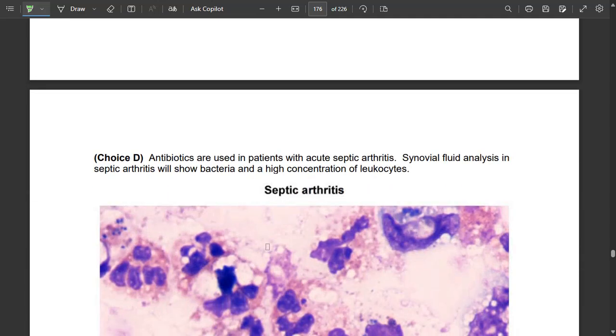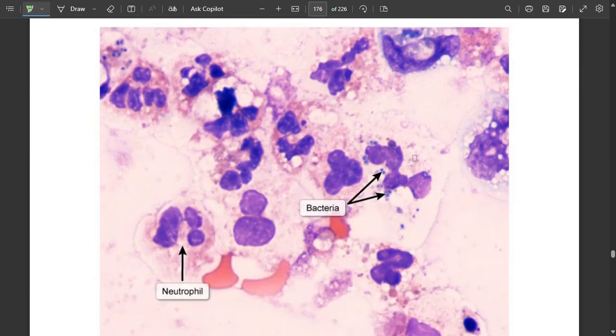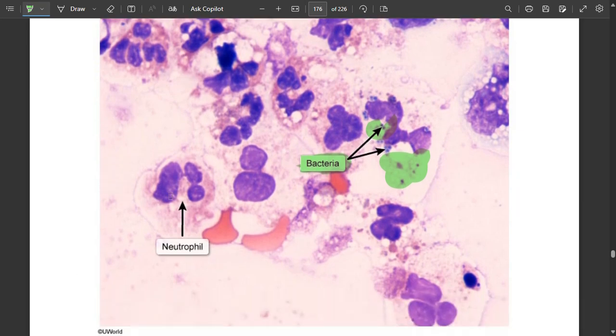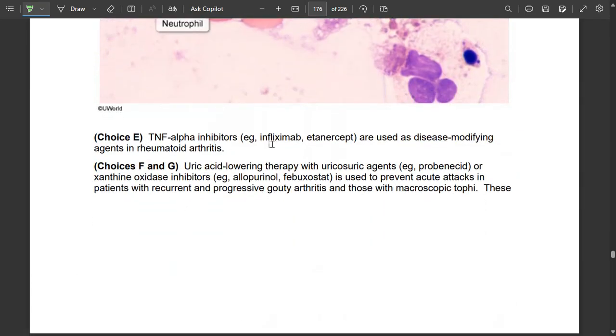Antibiotics are used in patients with acute septic arthritis, where analysis shows bacteria and a high concentration of leukocytes. These small things are bacteria, and these are neutrophils. TNF inhibitors like infliximab and etanercept are used as DMARDs in rheumatoid arthritis.